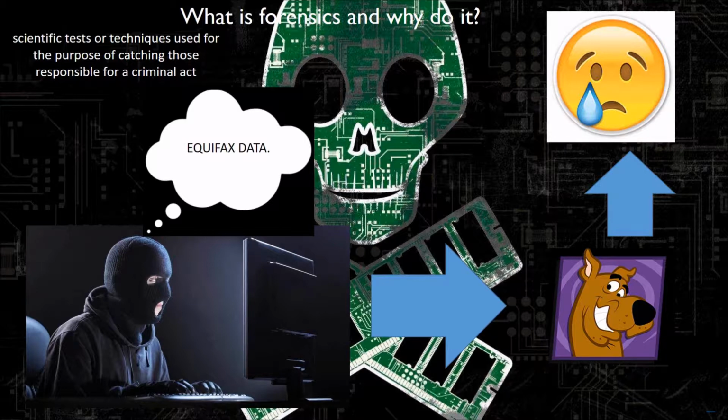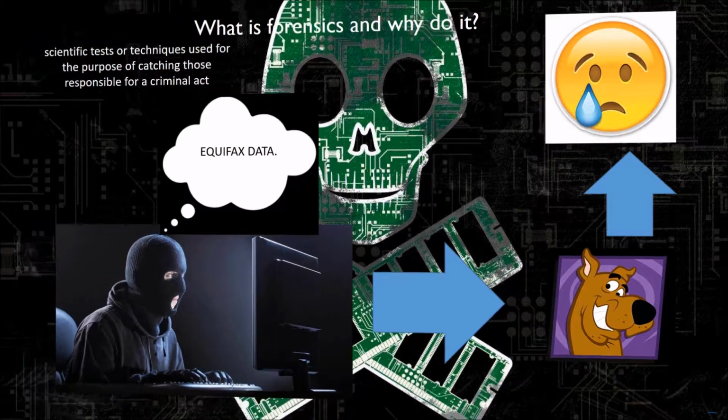Generally, forensics encompasses the set of methods in which we try to place blame for a crime on a person, entity, organization, or whoever committed that crime. So in this example, we see that someone committed a crime by stealing Equifax data. Somehow that crime was detected, and through our forensics analysis, denoted by this Scooby-Doo, we figured out that it was this person that committed the crime, and then whatever happened to that person after that detection is up to the justice system.